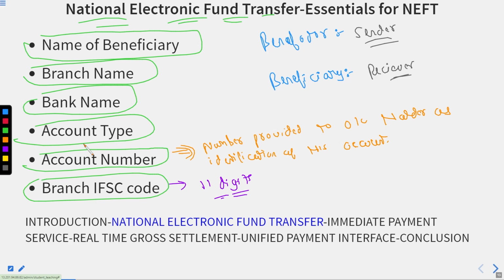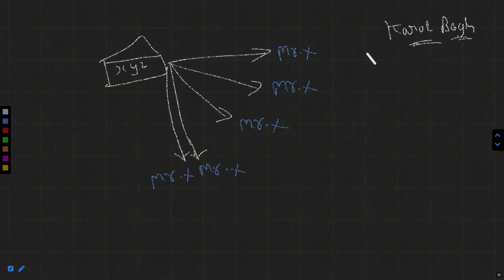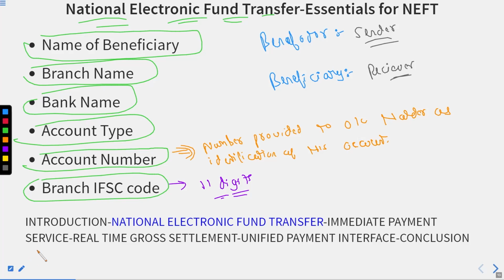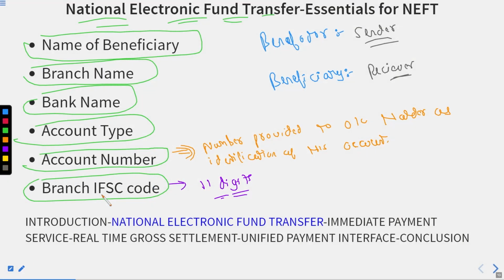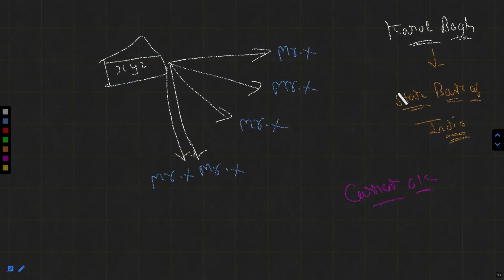Thereafter, bank name. The Karol Bagh branch belongs to which bank? State Bank of India, right? SBI. Account type: suppose they all have a common type of account, a current account. Thereafter, the branch IFSC code. If we're talking about the Karol Bagh branch, the bank is State Bank of India, so the IFSC code will be the same for everyone.